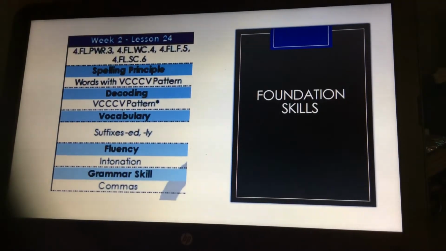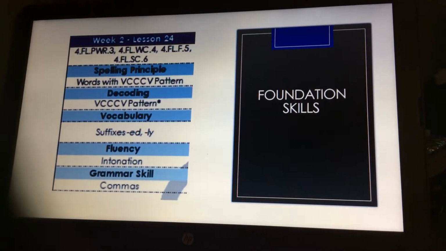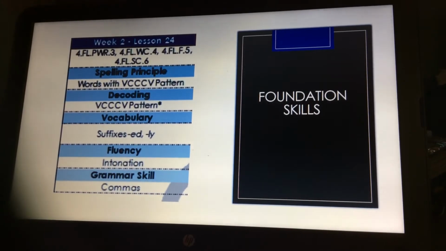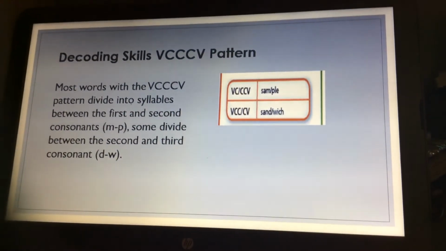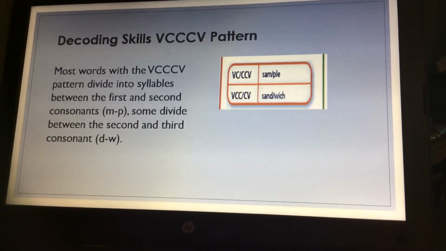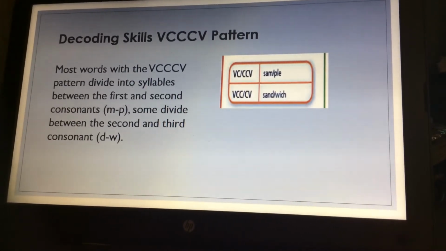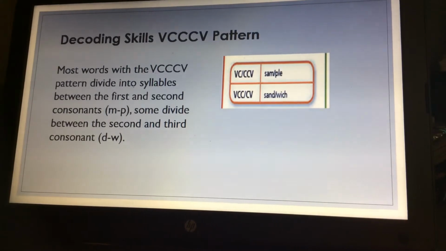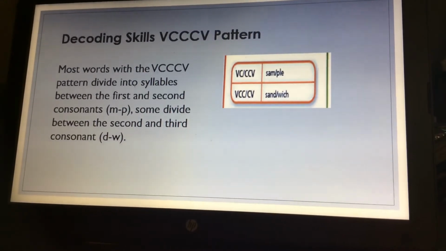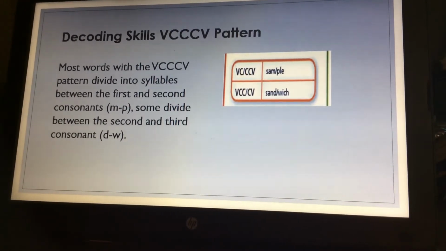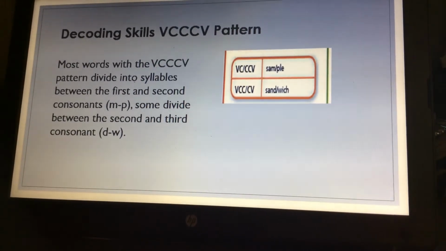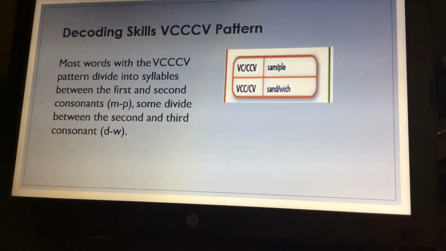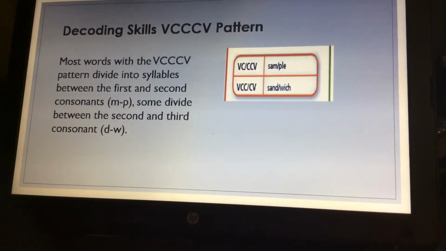Our foundation skill for the day is decoding the VCCCV pattern. Most words with the VCCCV pattern divide into syllables between the first and second consonants, M and P, for example, in the word sample. Some divide between the second and third consonant, the D and the W in the example word sandwich.